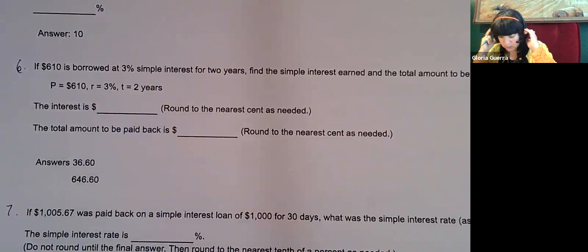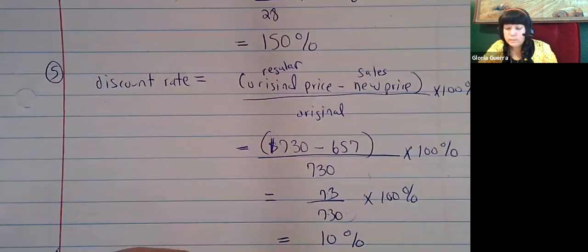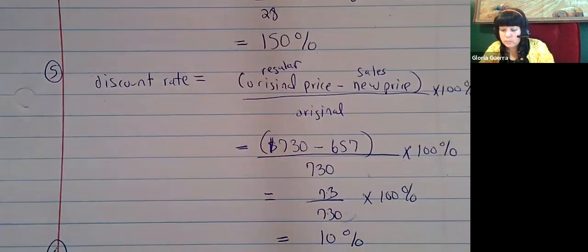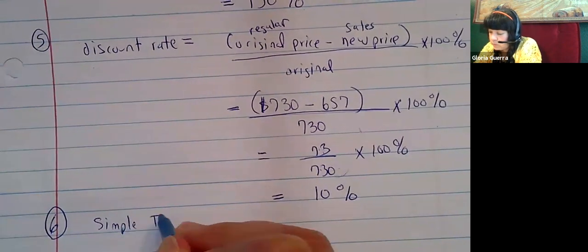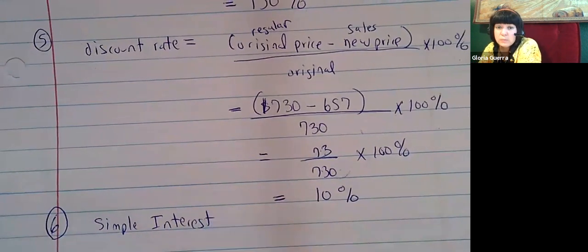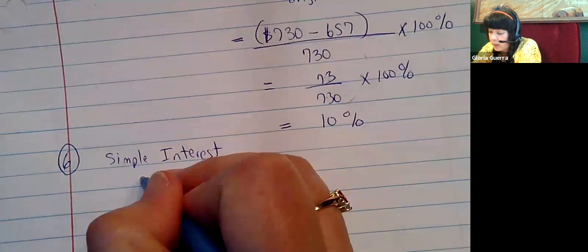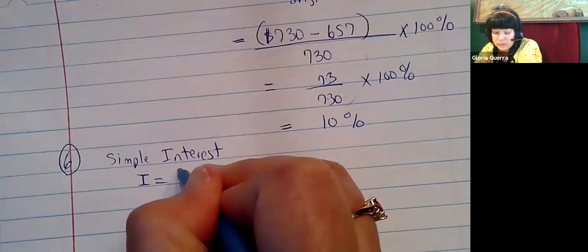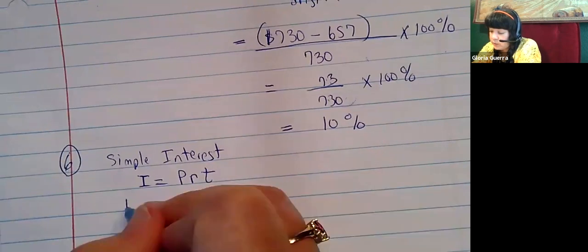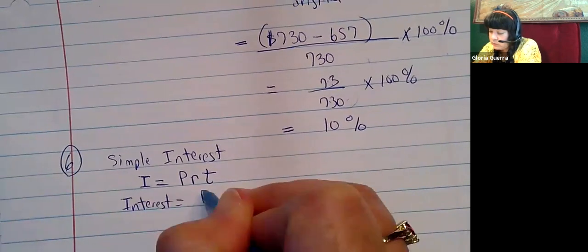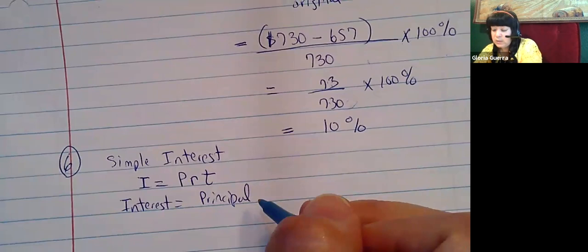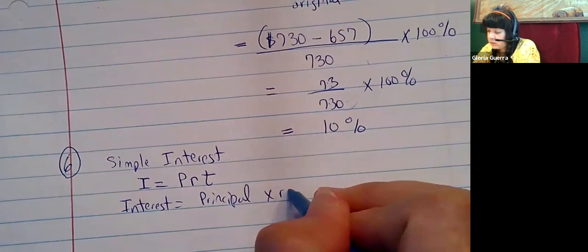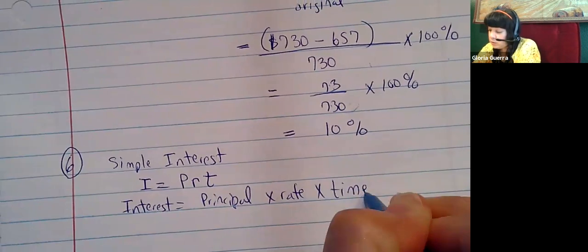I'll write that down. So for now, the formula for number 6 is, and this is simple interest, which is I equals P times R times T. So I stands for interest, P stands for principal, which is money that you borrow or money that you invest, times rate times time, okay?